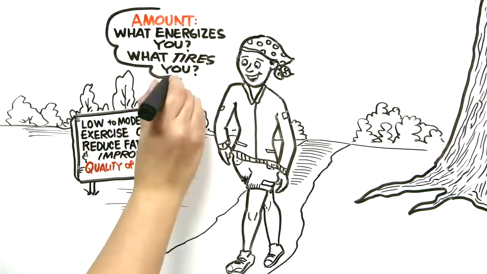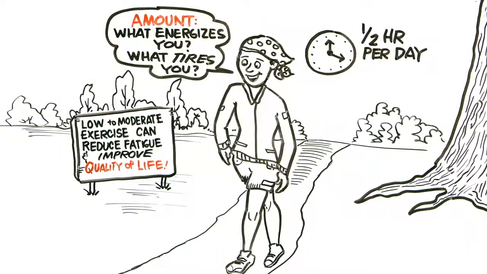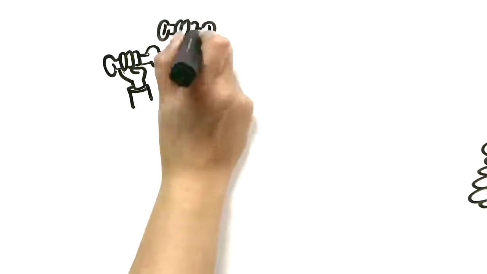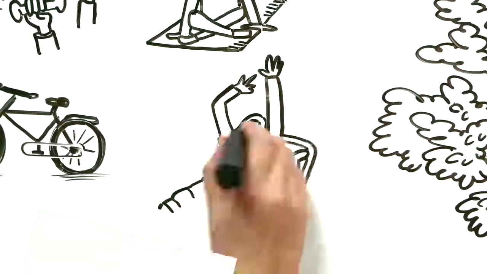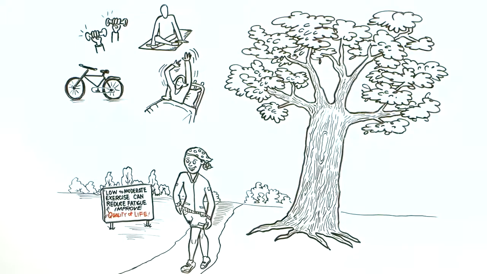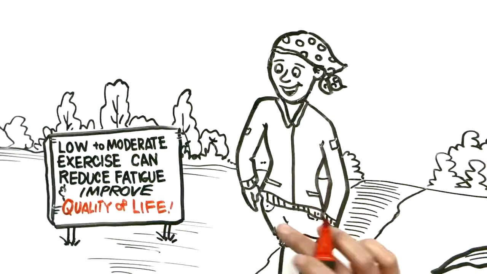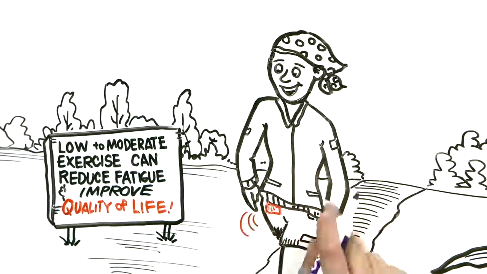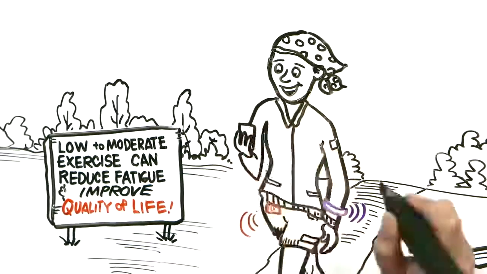Most trials start with half an hour a day. You can take your pick: walking, low weights, yoga, cycling, waving your arms in bed, whatever works for you. No specific form of exercise has been found to confer greater benefit than any other. Many patients find it helpful to track their activity with a pedometer or one of these new fancier electronic versions.